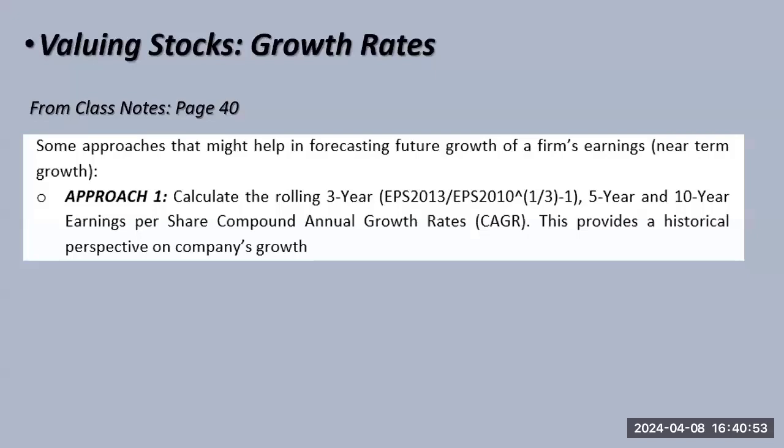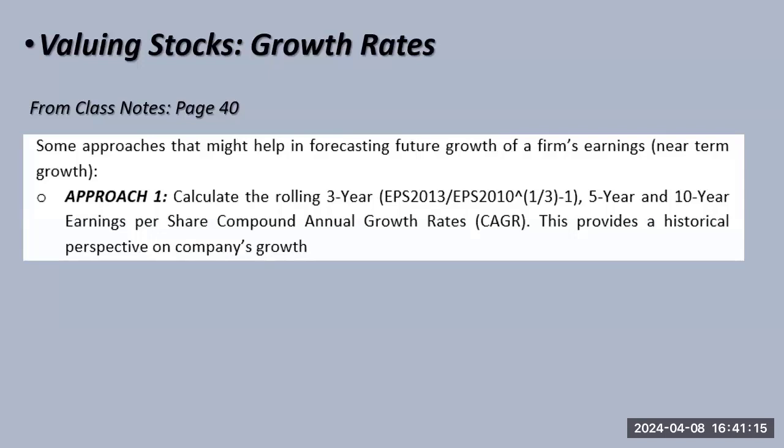But what if their earnings used to be negative? You can't do a growth rate if your first number is negative. What if their first number was 1 cent because of a recession and now it's $4? That's going to give you a ridiculous growth number. So that's the problem with growth rates, you're really sensitive to that starting number. So you may not be able to do this with some companies because they had negative earnings.